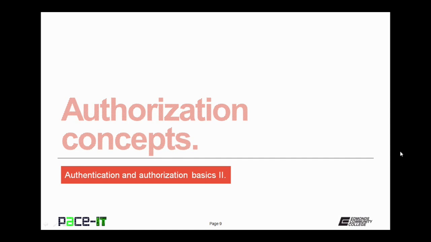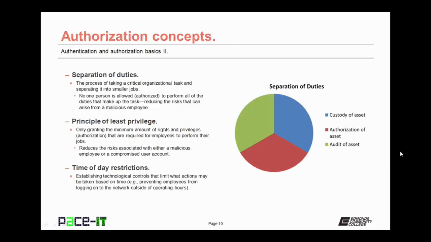Now let's move on to authorization concepts. The first authorization concept we're going to cover is separation of duties. This is the process of taking a critical organizational task and separating it into smaller jobs. No one person is allowed or authorized to perform all of the duties that make up the task, thus reducing the risk that can arise from a malicious employee.